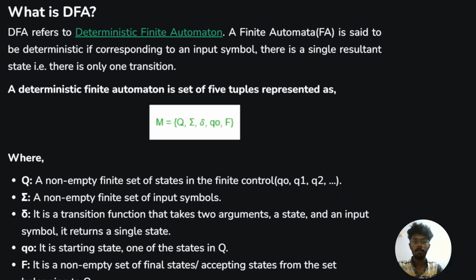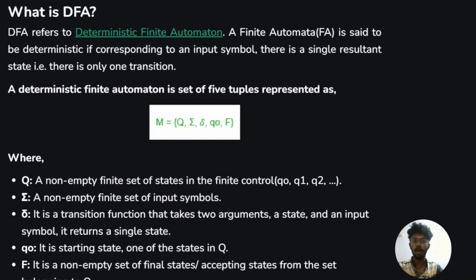What is DFA? DFA refers to deterministic finite automaton. A finite automaton is said to be deterministic if, corresponding to an input symbol, there is a single resultant state, that is, there is only one transition.